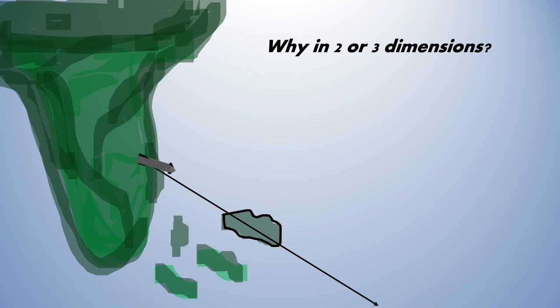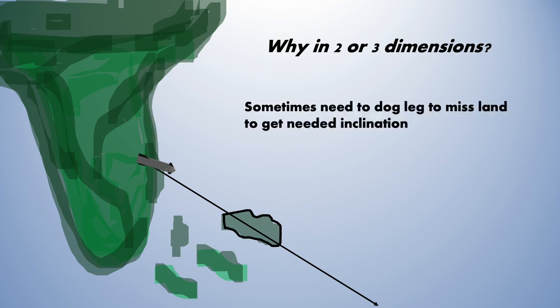So why do we need 2-dimensional or even 3-dimensional momentum in rocketry? Well, imagine this is the inclination that we want to launch at. There's a slight problem though. There's land in the way, and you don't want to launch over land. If there's a problem, if you have to terminate the flight, it could be very dangerous. So instead, you launch at a different inclination.